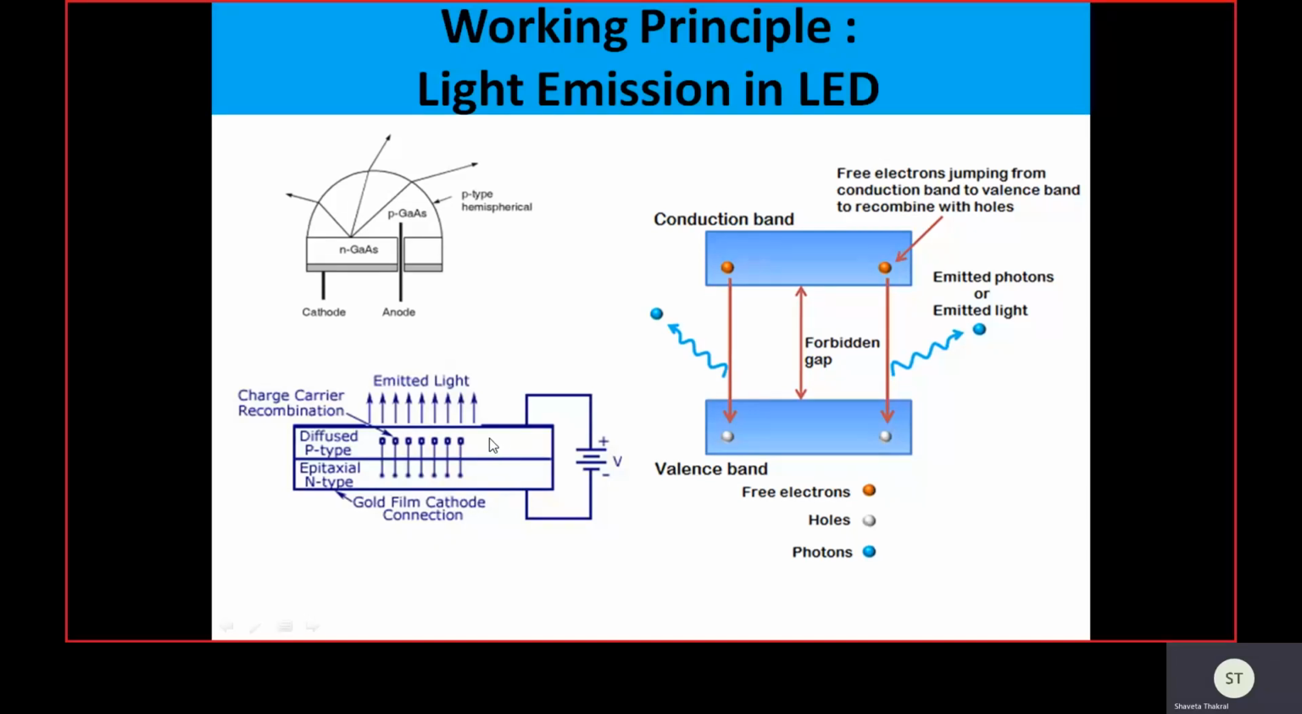So here we have the diffused p-type layer, and here we have the epitaxial n-type layer, and it is forward biased by connecting the p-type with the positive potential of the battery and the n-type with the negative potential of the battery. Usually LEDs are operated at 5 volts or less than 5 volts, and the LED is protected by connecting a series resistor for current limiting purposes.